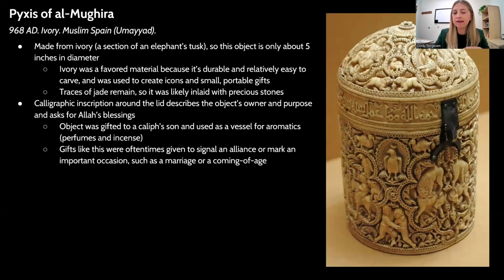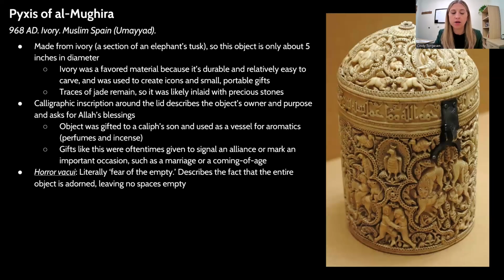Oftentimes this type of gift was something very common for people in the caliphs to own and to exchange with other people in other empires, with Christian rulers, as a way of goodwill or marking a special occasion, something like that. So we believe that this would have been something given to the caliph's son when he turned 18, because that's around the time that he received it, which would have been a big age for the prince.